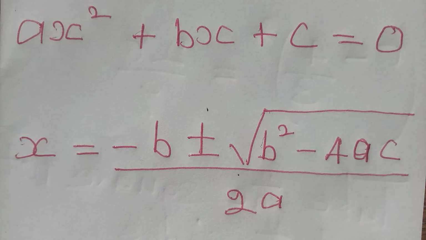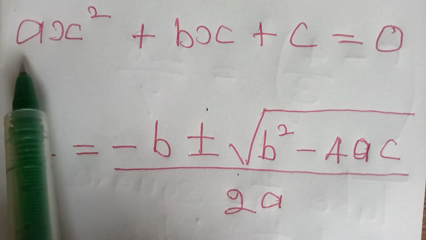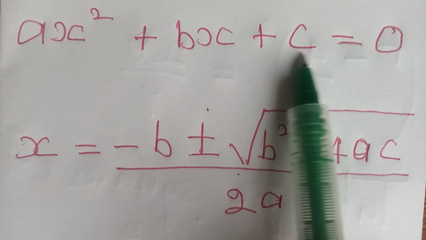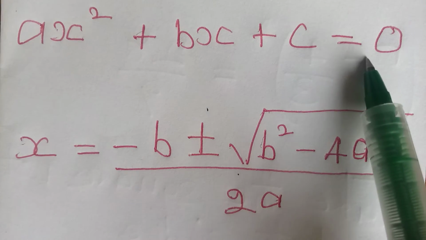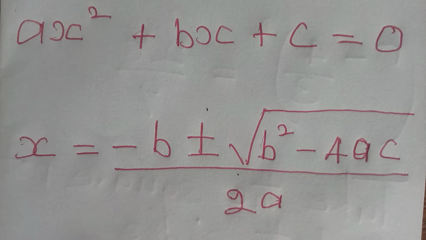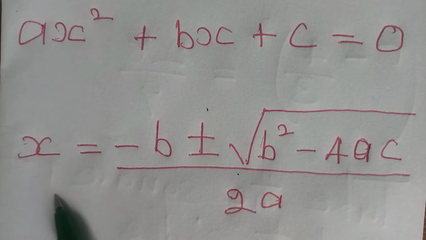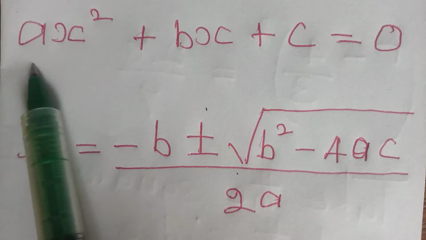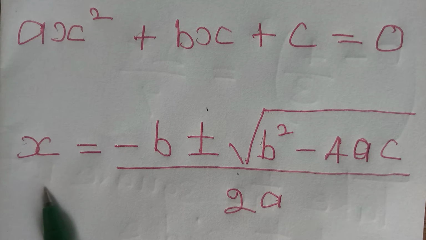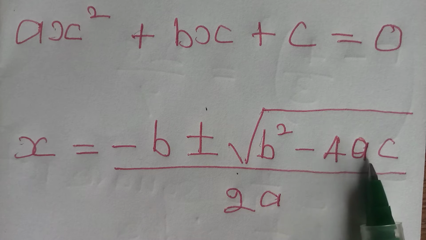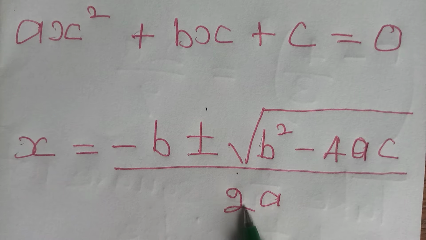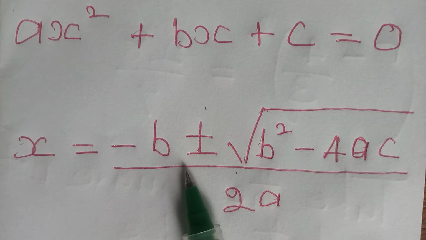You will recall that in my last video, we used the completing the square method to solve this quadratic equation, ax squared plus bx plus c equals 0. And at the end of that video, we got the solution to this equation using the completing the square method. We had x equals minus b plus or minus the square root of b squared minus 4ac, all over 2a. This was the formula we arrived at in my last video.